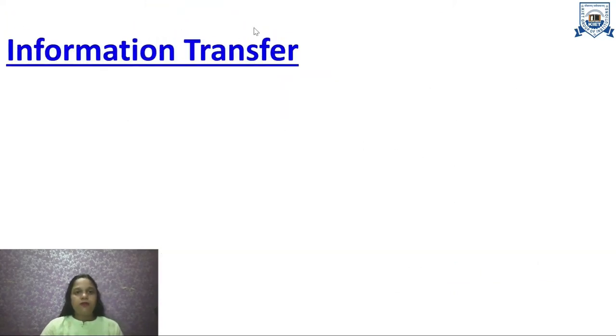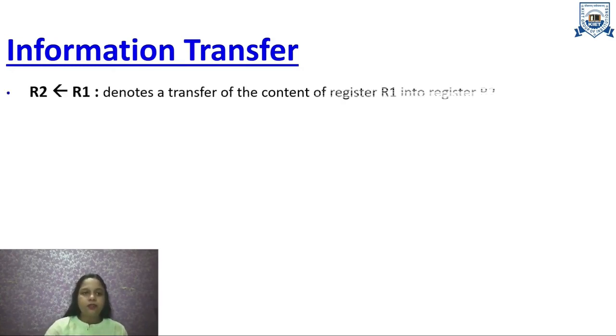Next is information transfer. It will represent how to transfer the information from one register to another. Now these are two registers. This symbol denotes that the data from R1 is transferred to R2. This symbol denotes a transfer of the content of register R1 into R2. The content of R1 will move to R2. This arrow is important here. This will tell from where the data will move to the other.